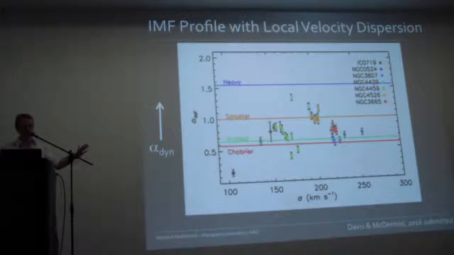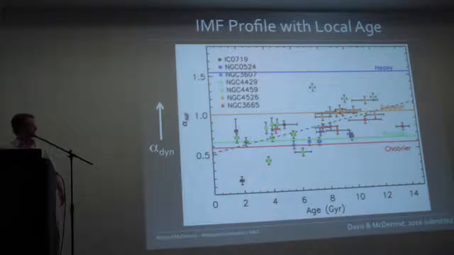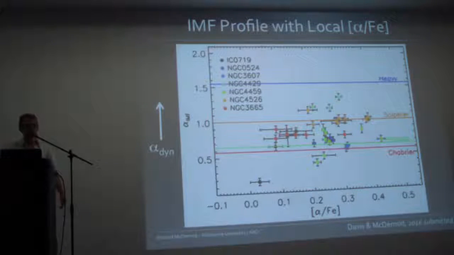So this is a function of dispersion. There's not much trend there. Age, there is a trend. Okay, a weak one, but it's sort of there. So there seems to be some relation between this alpha parameter and the local age. Metallicity, interestingly, shows a bit of a trend with the spatially resolved metallicity. And then alpha doesn't show much.